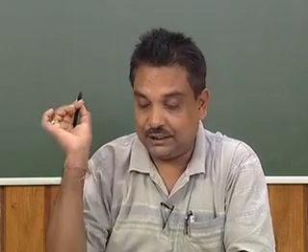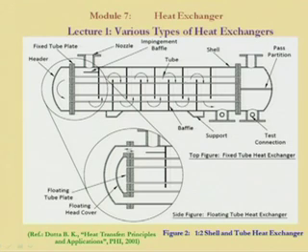So, if we look at this picture, we will see that it consists of several parts. We will go one part at a time and see what is what. The first part is the shell. In a shell and tube heat exchanger, there is a tube bundle. These are all tubes, okay. The tubes are placed in a shell. There are several things to start with. The first one is the shell.